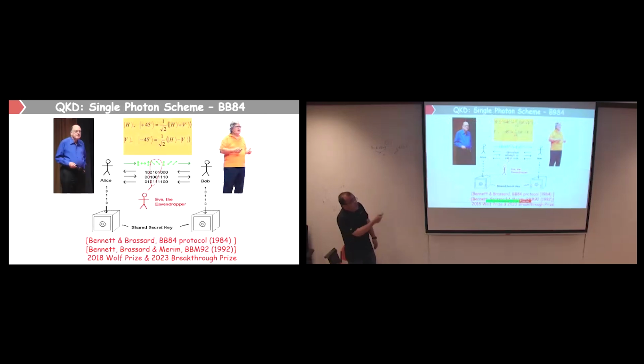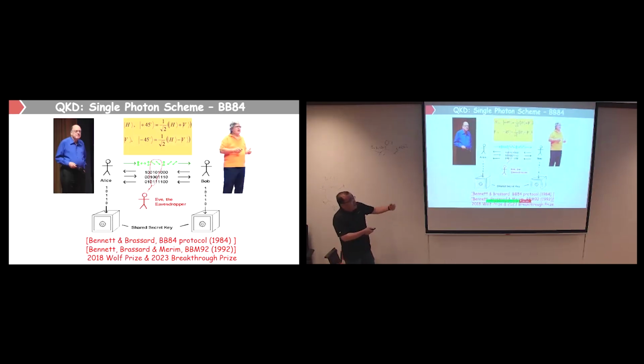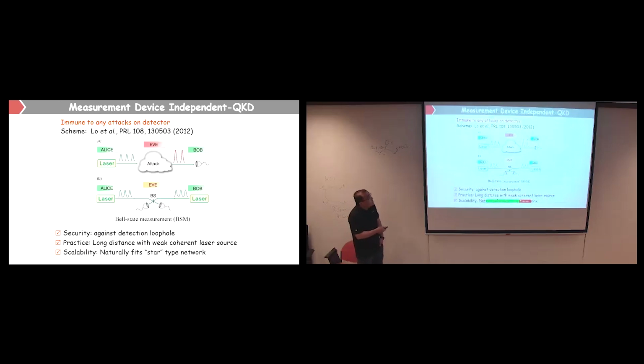Of course, before that there were Charles Bennett and Gilles Brassard. They were thinking of using single photons and the BB84 protocol. Later on, Bennett, Brassard, and Mermin demonstrated in 1992 that this one is actually similar to the entanglement-based one. And this very simple, interesting protocol brought the Wolf Prize and Breakthrough Prize to these two people.